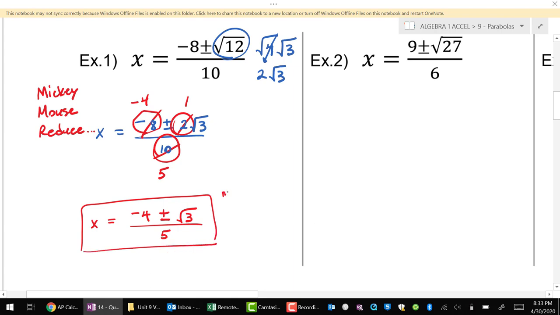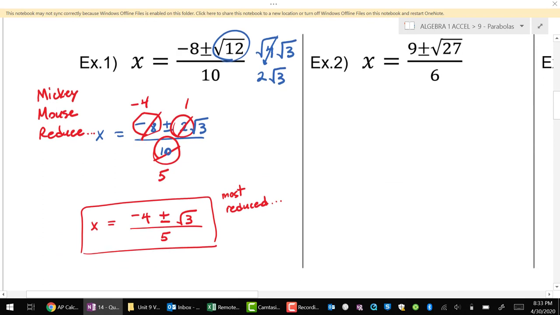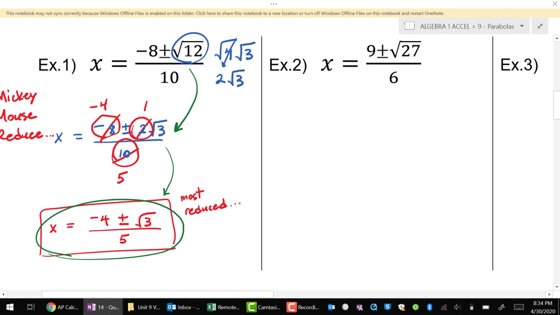Okay, so that is the most reduced or most simplified expression. We went from this initial problem, simplified the radical first, got to that point, but then I can do this little Mickey Mouse reduce final step to get down to the most simple form right here, which would be my final answer. So let's try that again in example 2.